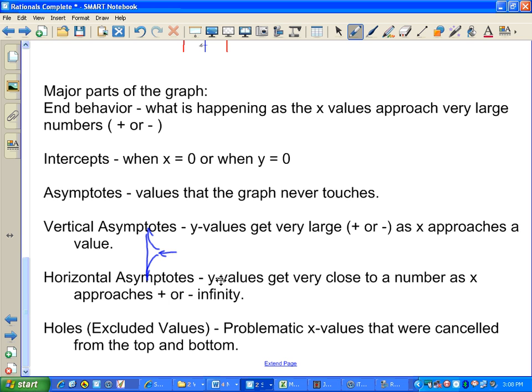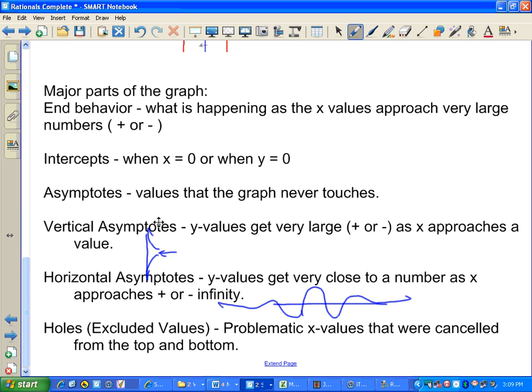Horizontal asymptotes, the y values are going to get closer and closer and closer to a certain number as x goes towards infinity. So if this is my horizontal asymptote, maybe it's jumping around here, but then as x gets closer and closer and goes towards infinity, it's going to get close to this horizontal asymptote. Same thing this way. Maybe it's bouncing around, but then as it levels off, it's going to go this way.